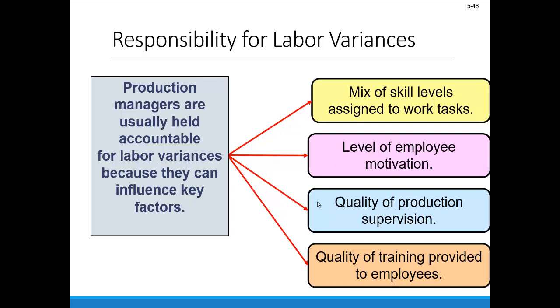Now, relatedly, we would say that production managers affect just the overall quality of production supervision. Are they keeping people on task as needed? Are they letting people work autonomously and not micromanaging? All these things kind of go hand in hand. And then finally, they're responsible to provide training to employees. So we can certainly end up with labor variances if we have poorly trained employees. The production manager would be our first line of contact there. Do people know how to do their jobs properly?